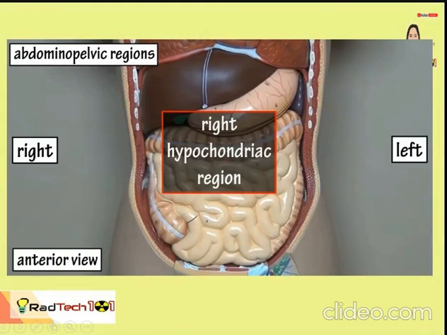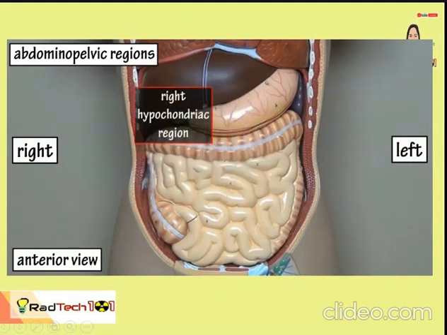So again, when we talk about the 9 regions, we are referring to the regions of the body of the patient and not yung sa side natin. So pag sinabing right, for example, right quadrant, right ng patient, hindi yung right ng viewer or right ng rad tech. Okay? So, right ng patient or left ng patient.